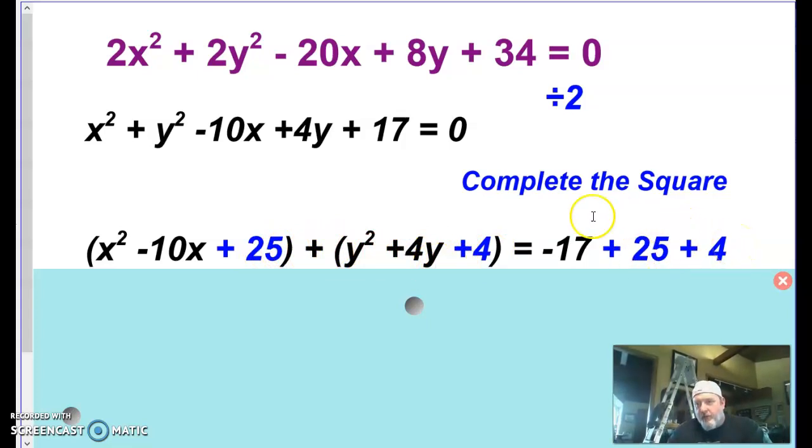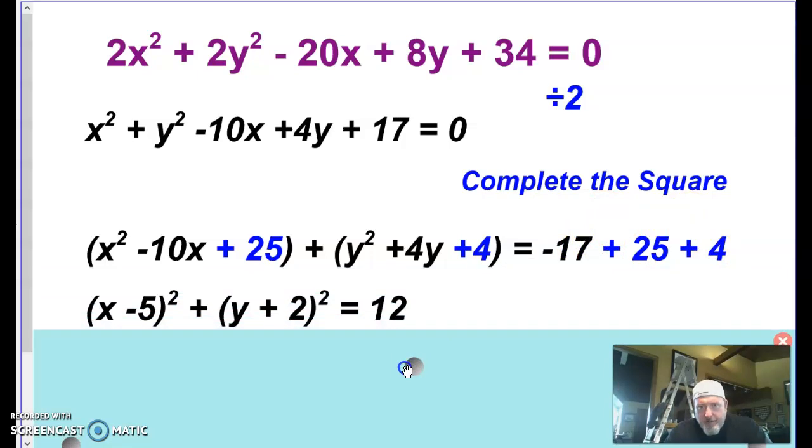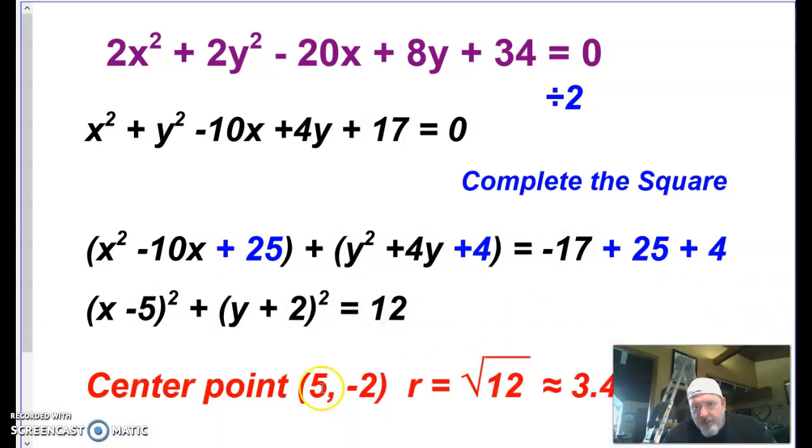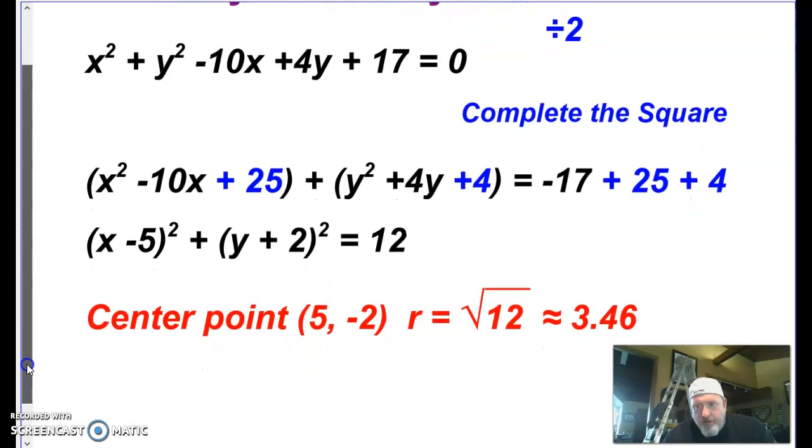If we did this right, we should always get a positive number over here because we can't have a negative radius. And we indeed do get a positive. So x minus 5, again, half of this was negative 5, so x minus 5 squared. Half of this was 2, so y plus 2 squared equal to 12. Again, that allows me to get my center point and radius. So my center is 5, negative 2. Radius is square root of 12, which as a decimal is 3.46.